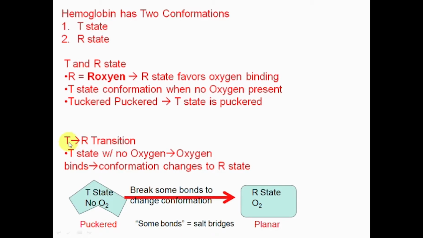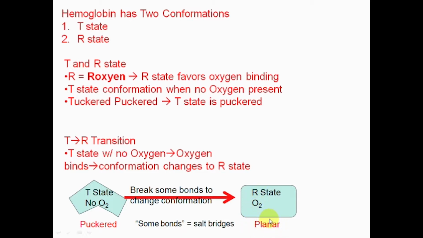There's something called the TR transition. And so remember, this is really a heme molecule that I drew right here. And it's in the T state, so it's puckered. And so that means it's shaped kind of like this. It's puckered a little bit. So we have the T state. We have no oxygen present. What's going to happen is oxygen is going to bind to the T state, and the conformation will change to the R state. So we have the R state. We have oxygen. We're no longer puckered.